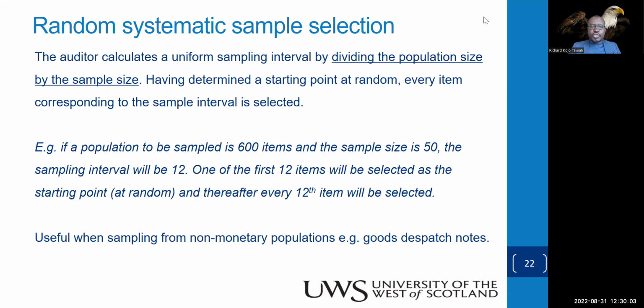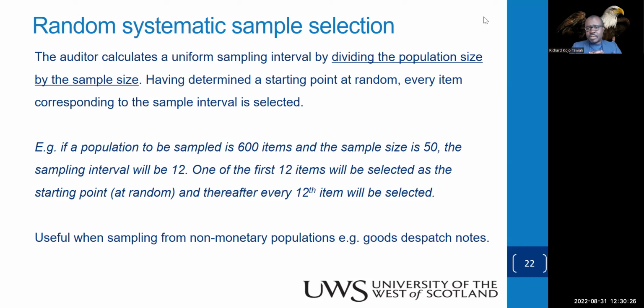Now, we also have random systematic sampling. Here, you divide the population by the sample size. I need 20 samples. The population is 1,000. You divide the 1,000 by 20 samples. You get a certain figure. Okay, so let's say, for example, the population is 600 items.